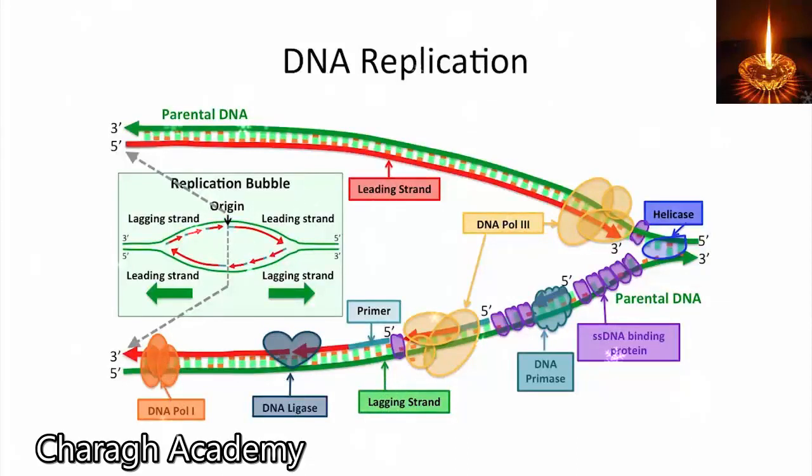This is an overview of DNA replication. And you'll see on the inset that it's not just that there's one leading strand and one lagging strand. Depending on which fork you're looking at, one strand is the leading strand and one strand is the lagging strand. So each of the strands can be leading or lagging depending on where it's located.